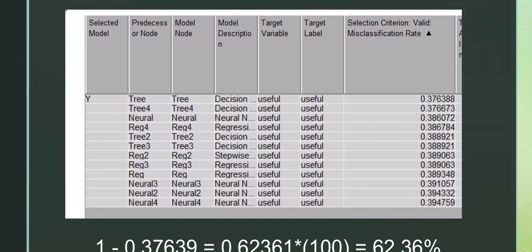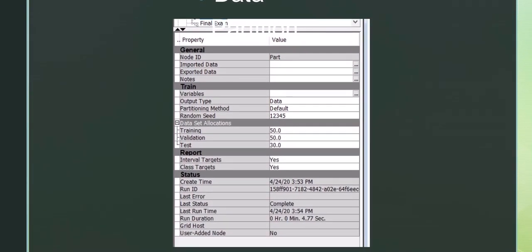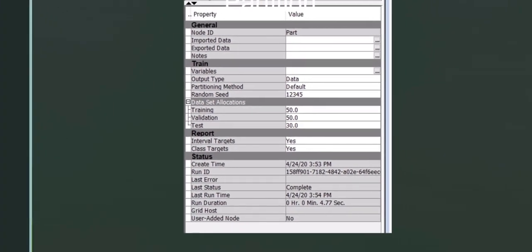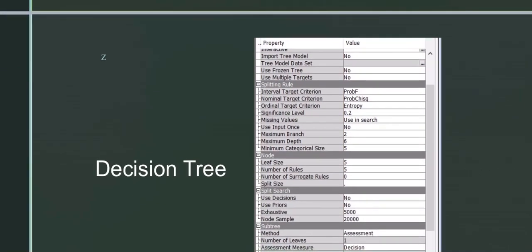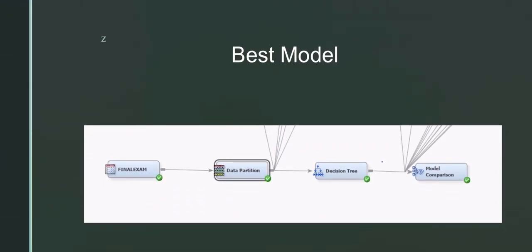I would like to show this model completely, starting from the data partition. Starting from the data partition, I have made 50% validation and 50% training as instructed from the directions. After the data partition, it goes straight into the decision tree node. In the decision tree node, I used a leaf size of 5, and after that, it feeds directly into the model comparison node. So here I show my best model, which goes from the data source to data partition, decision tree, and model comparison node.